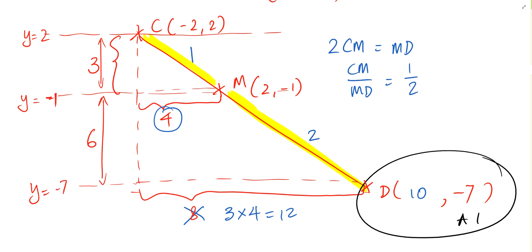Then finally, the last part. They tell us to find the area of triangle CAD. Now point A is -1, -5.